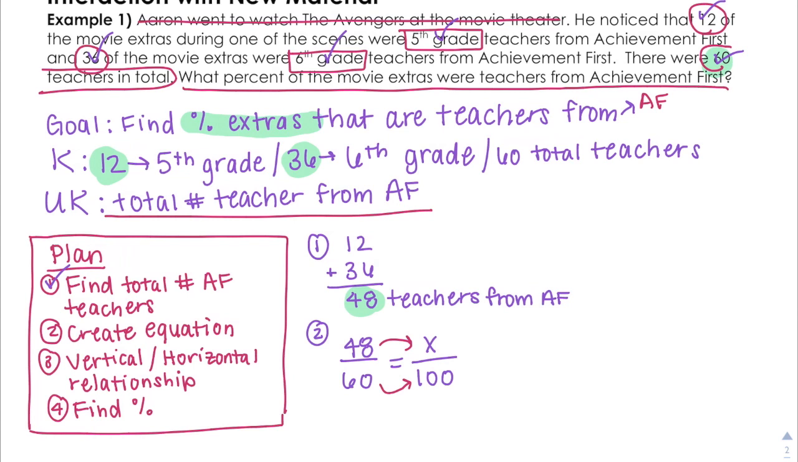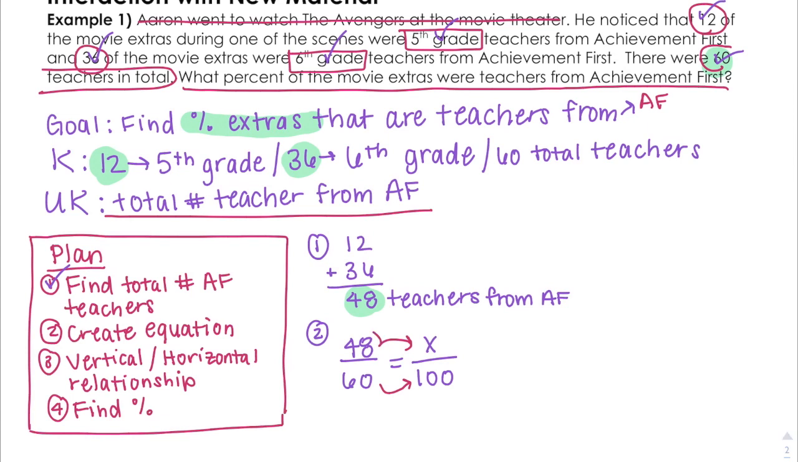Is there anything I can do to 60 to get me to 100? No, I can't multiply 60 times anything and get 100 as an answer. 60 times 1 is 60. 60 times 2 is 120. So nothing's going to multiply to give us 100.